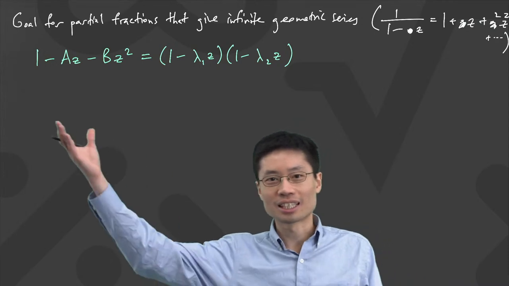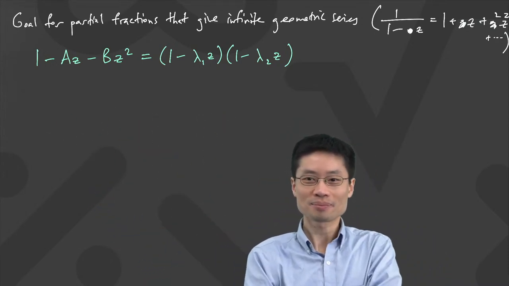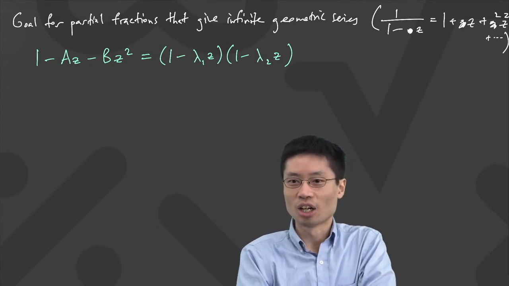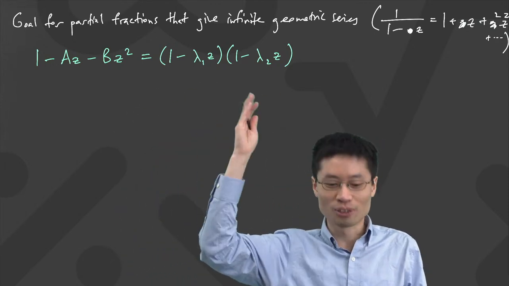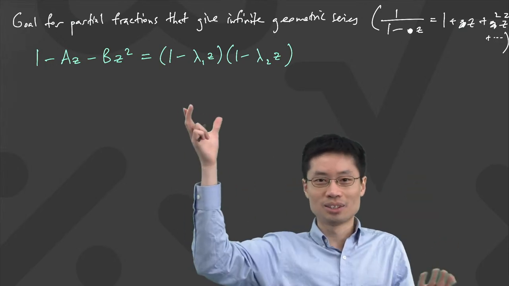Okay, now, does anyone have any good strategies for how you might figure out the lambdas for this? Well, you could just compare coefficients and solve. One way to do this is to FOIL the right side out, and then you get some equations about lambdas. Do you know what I mean? You could in theory do this.